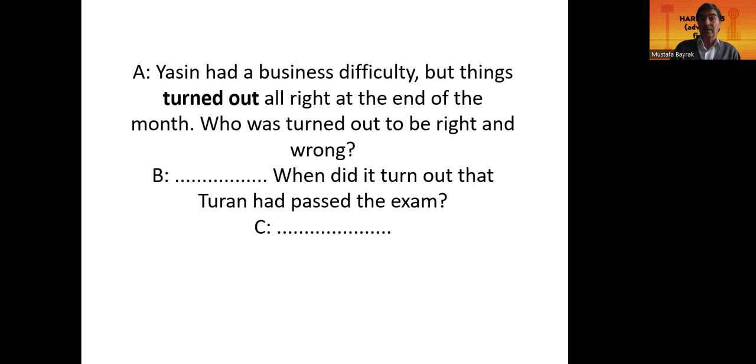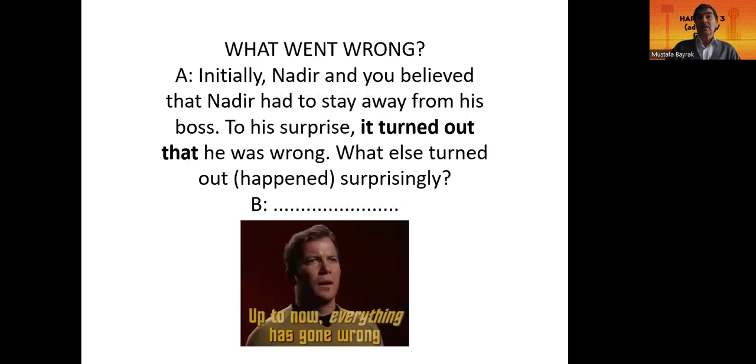It turned out that their children had read 10 books at the end of the month. Okay, what went wrong? Up to now, everything has gone wrong. Present perfect. Up to now, everything has gone wrong. Nothing has gone right.